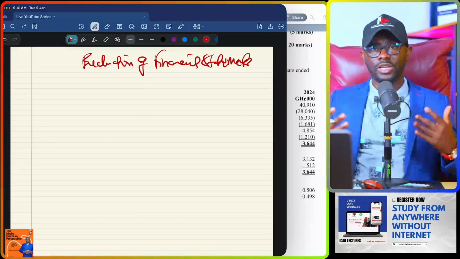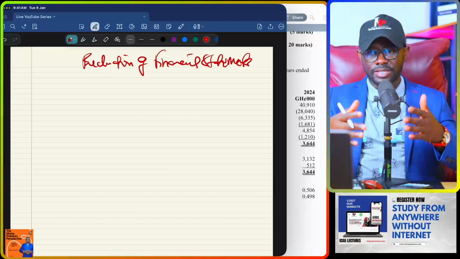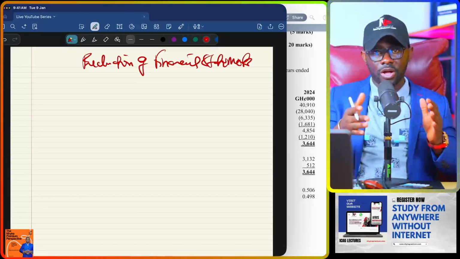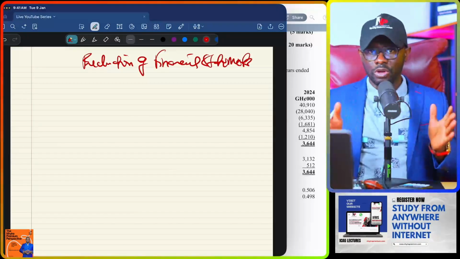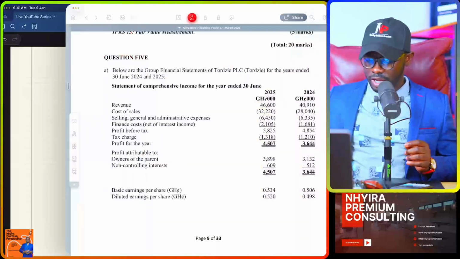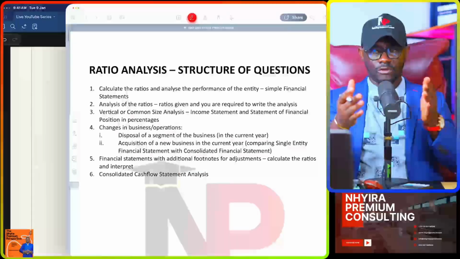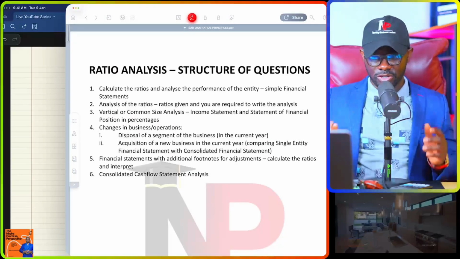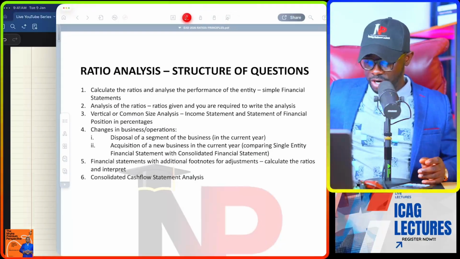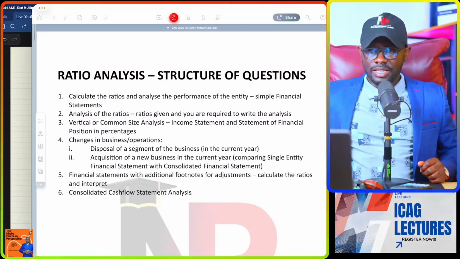As I say always, it is important you have an understanding of what to expect in the exam hall. Position yourself very well so that when you go to the exam hall, you will not be surprised. There are 6 styling of questions that the examiner can bring when it comes to evaluation of financial statements. Now, those of you studying under my mentorship, you have access to the document already, which is the ratio analysis principle document, but I'm going to just discuss the styling of questions.